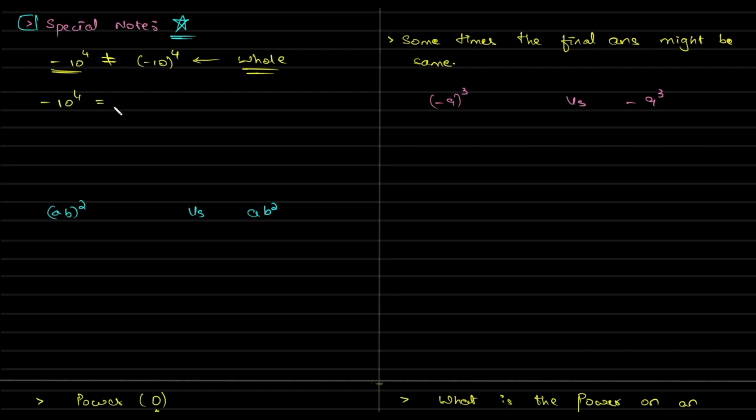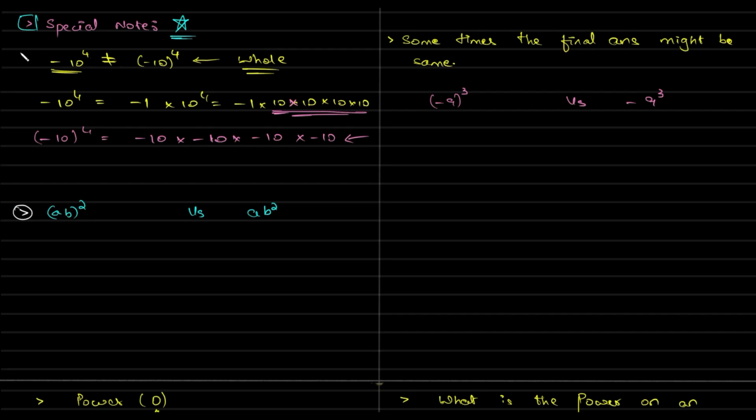Negative 10 to the power of 4 is nothing but negative 1 into 10 to the power of 4, or negative 1 into 10 into 10 into 10 into 10. While negative 10 whole to the power of 4 is negative 10 into negative 10 into negative 10 into negative 10, right? 4 times. So here just the number 10 is getting multiplied 4 times. Here negative 10 is getting multiplied 4 times. That's the difference.